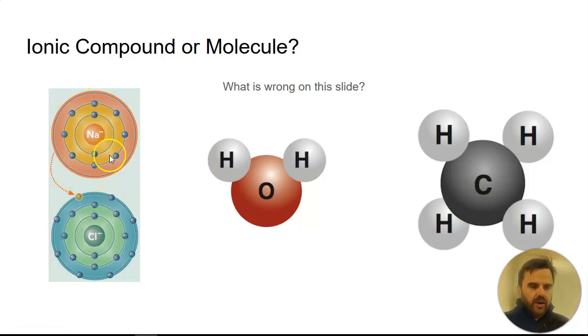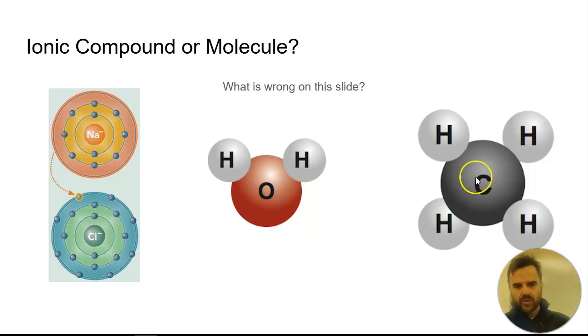The first one here, this is obviously representing an ionic compound because an electron is being transferred. This one, H2O, these are representing covalent bonds. Okay, water is an example of two nonmetals, and nonmetals always form covalent bonds. And over here, we have CH4, which is called methane. This is what you burn in your stove, and that's also covalent because hydrogen and carbon are both nonmetals. Nonmetals bonded together form molecules.